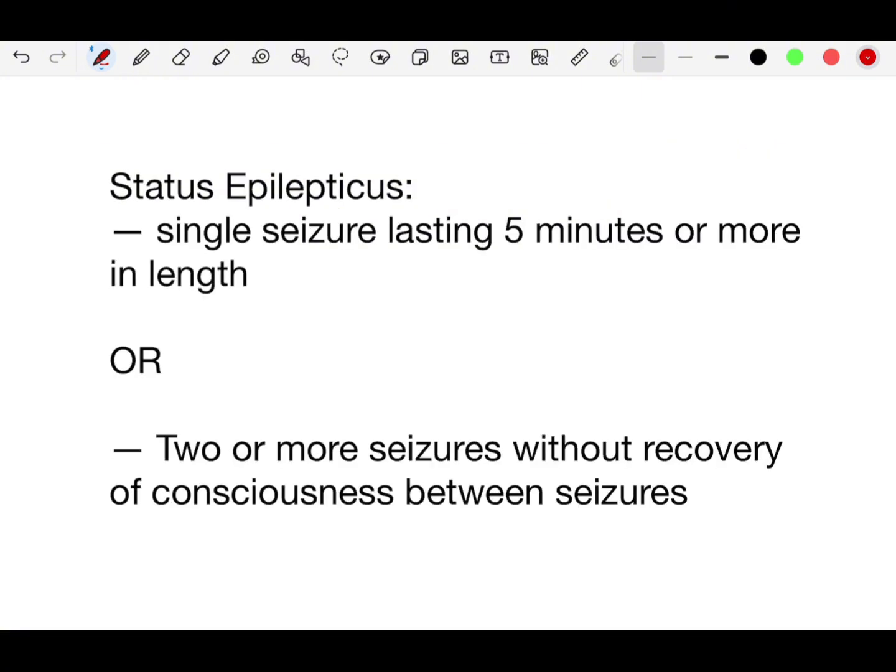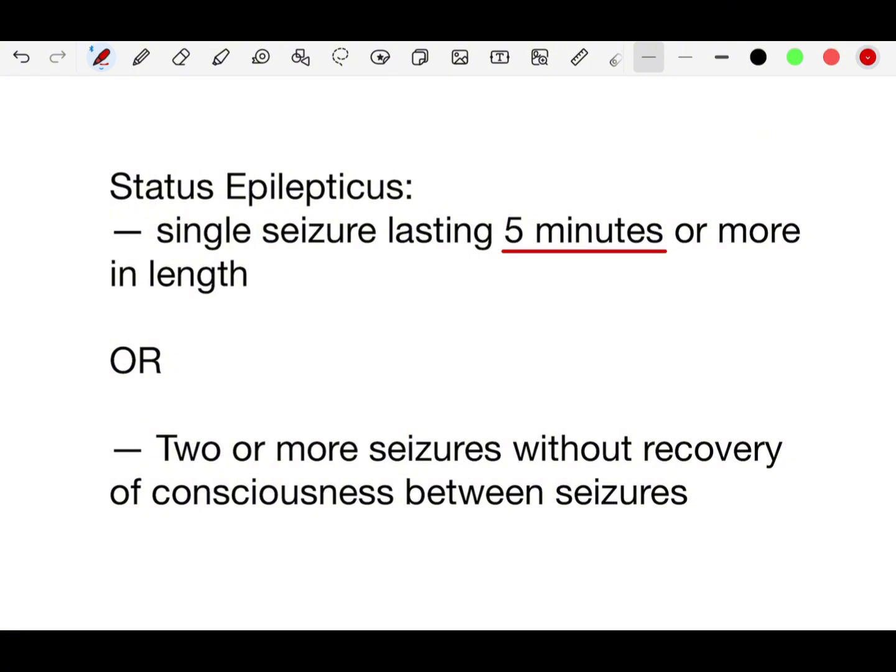Alright, so very important here, again, keeping things very basic and simple. The important question that you're going to want to know right off the bat is, what is the actual definition of status epilepticus? There's two definitions for this. One is, it is a single seizure lasting 5 minutes or more in length. So keep that in mind, 5 minutes, very important. And the other definition is that it is 2 or more seizures without recovery of consciousness between seizures.